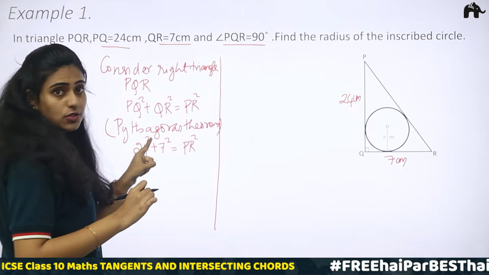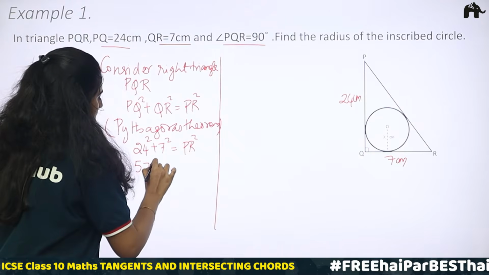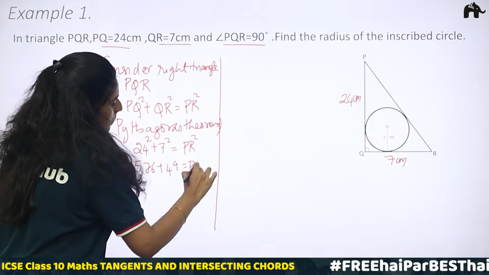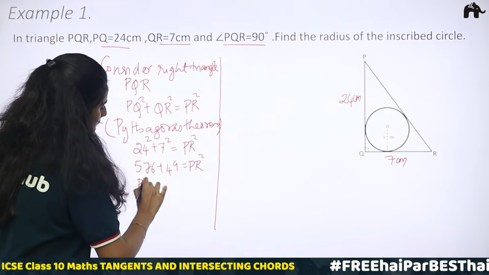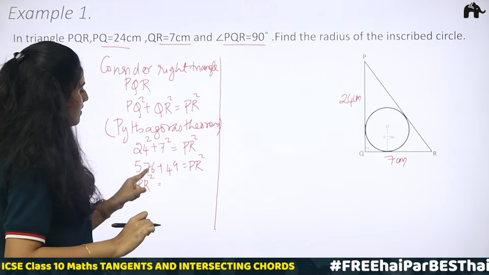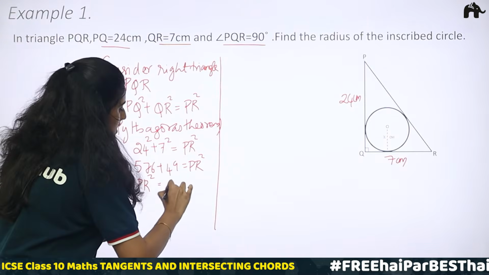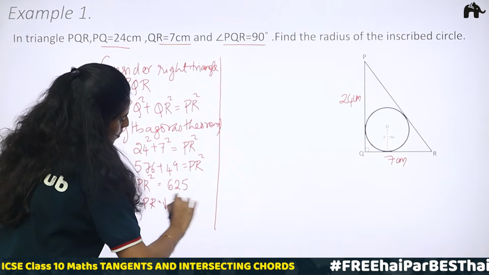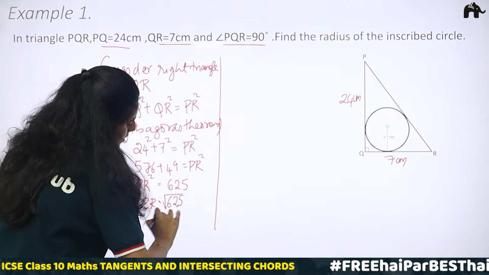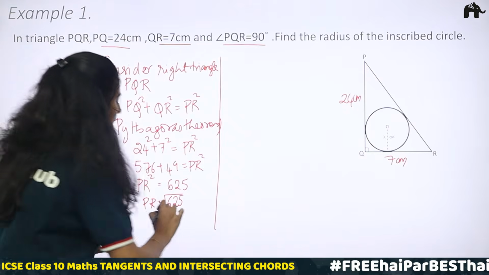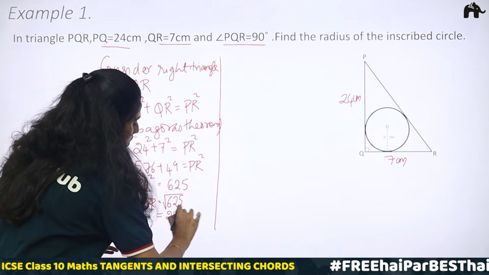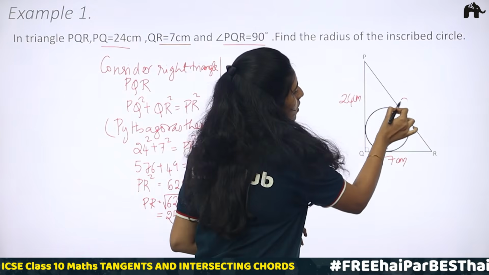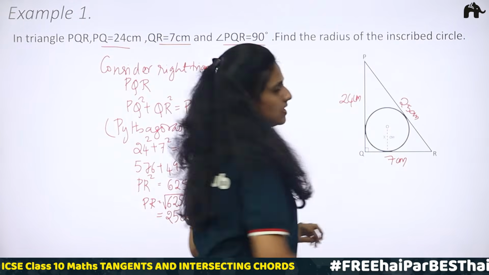Then 24 square we get 576 plus 7 square is 49 is equal to PR square, which means PR square is equal to 576 plus 49, we get 625, and PR is equal to root of 625. What is root of 625? 625 is a perfect square and root of 625 is equal to 25 centimeters. So, this length PR is equal to 25 centimeters.